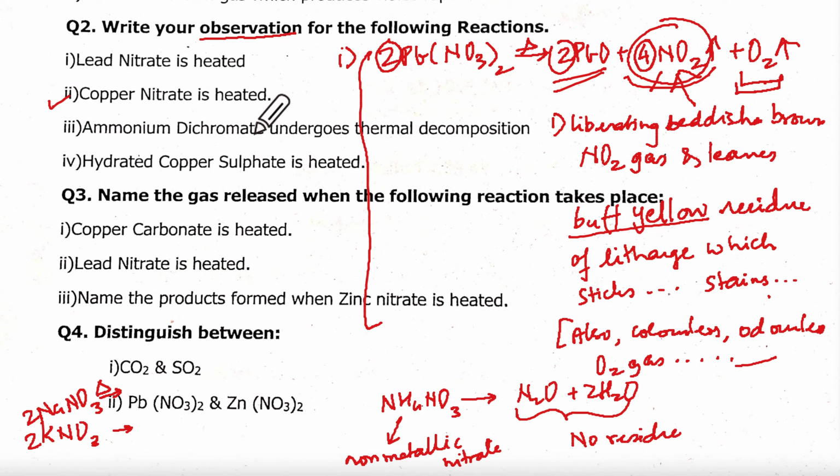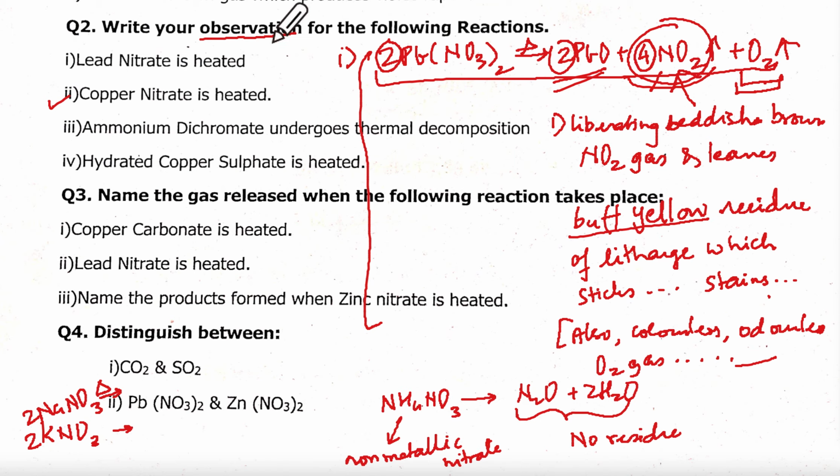Copper nitrate is heated. Can you write the reaction looking at this? What will you write for the reaction? 2Cu(NO3)2 on heating gives us 2CuO plus 4NO2 plus O2. You didn't say the up arrow.